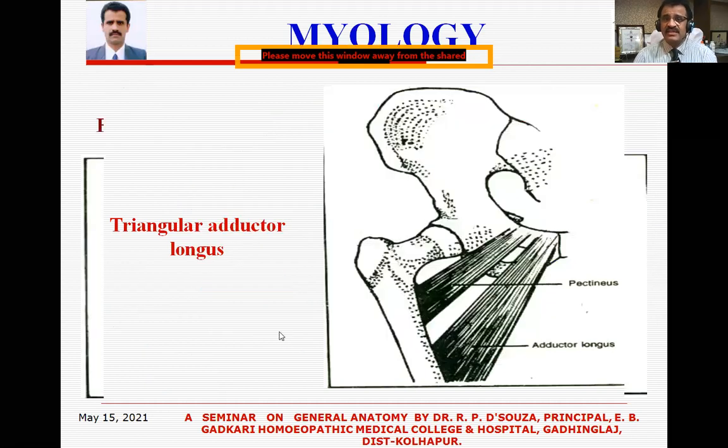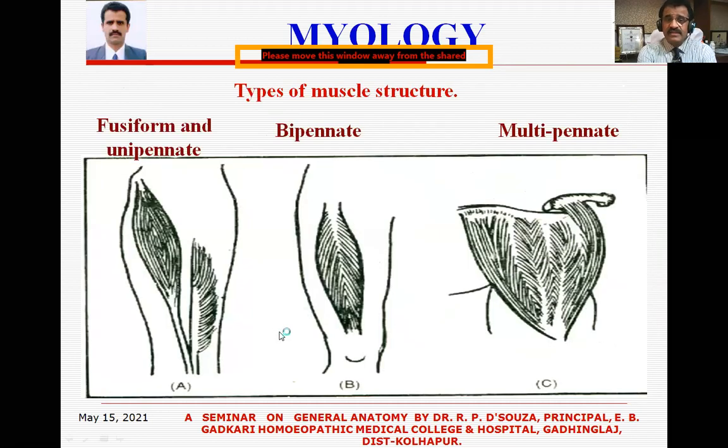I'll take you to another picture. This has three examples here in front of you. If you take the first one, you'll see a fusiform here, because it has a fusiform shape. Another is unipinnate, so fibers are only on one side. This is bipinnate, fibers are on both sides. Multipinnate, fibers are in multiple places, one side with both sides. So these are the different types of muscles.